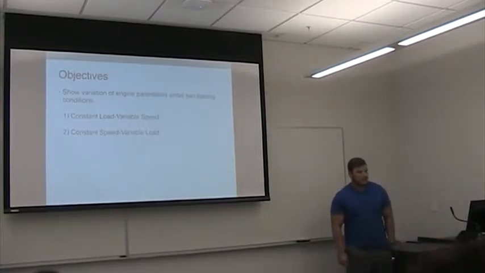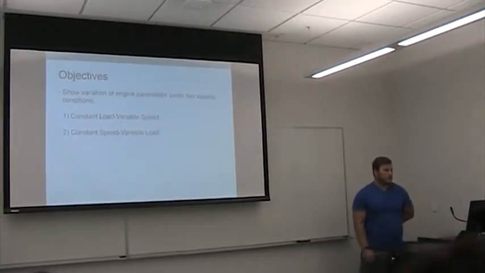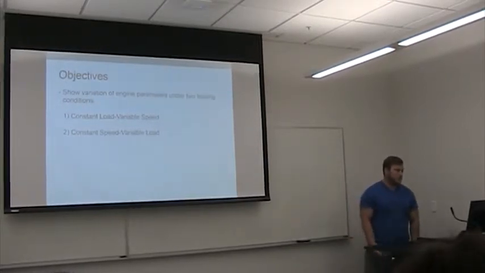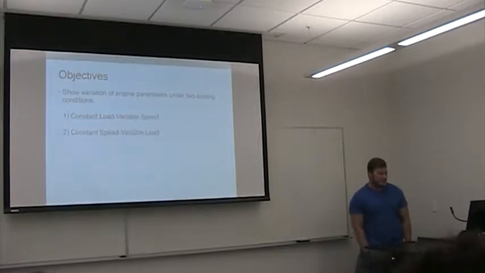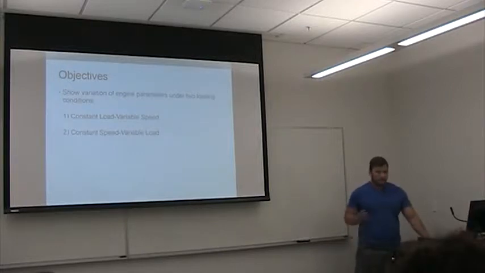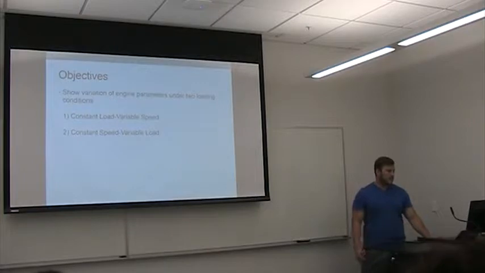Alright, so the objectives of the experiment were to show the variation of engine parameters for two certain loading conditions. That was horsepower and torque that we really were concerned with. The two loading conditions were 4 constant loads where we varied the throttle, then a constant speed where we varied the load.